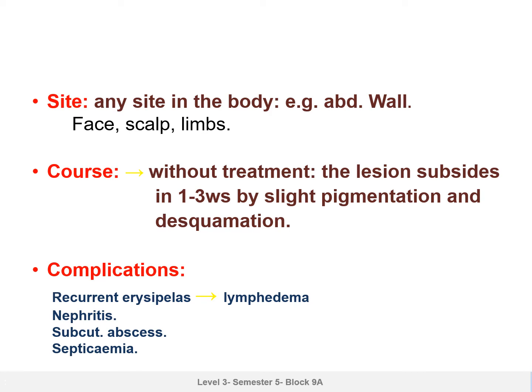It's important to know the complications of erysipelas and cellulitis, because recurrent erysipelas may lead to lymphedema if not treated and the patient has recurrent attacks. Other complications include nephritis, subcutaneous abscess, and septicemia.